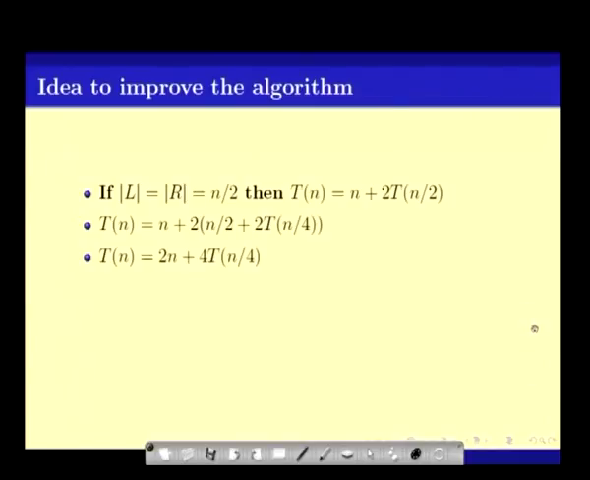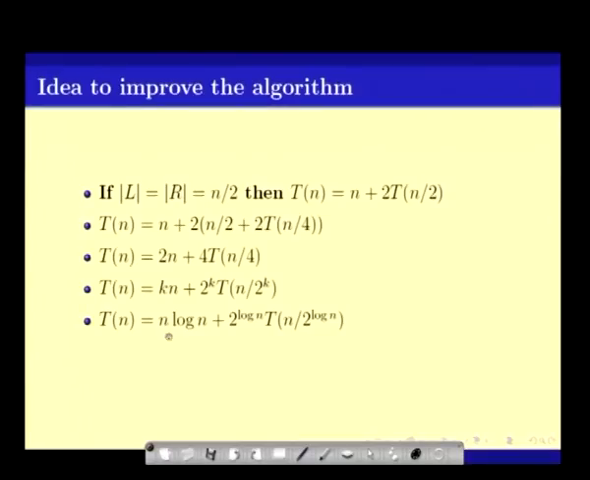And if you keep on going like this, we get T of n equals k n plus 2 to the power k T of n by 2 to the power k. And once we have this kind of situation, if we put k equal to log n, then we have T of n equals n times log n plus 2 to the power log n times T of n by 2 to the power log n. Note that 2 to the power log n is n. So, what do we get? n log n plus n times T of 1.